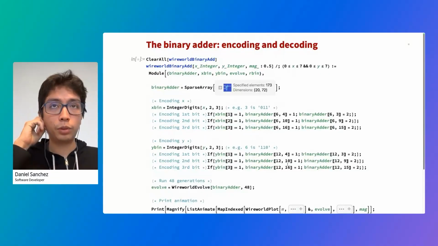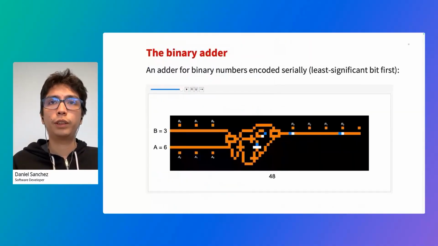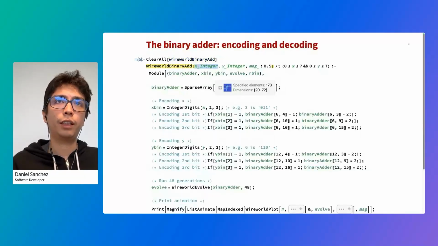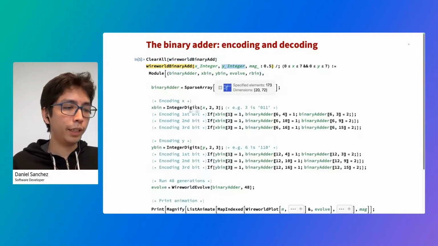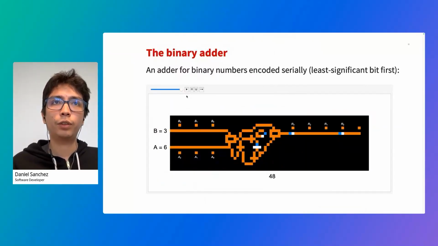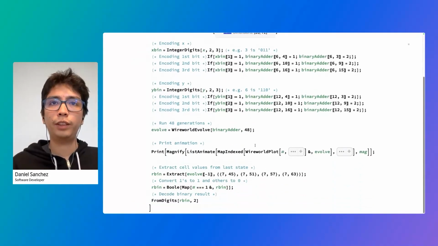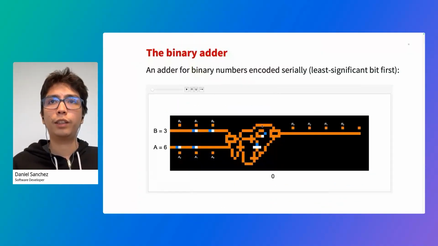So I want to show how I would use that. This is the state of the Wireworld, which is this without any electrons. I take two numbers to this function. I take the x and y. I convert the x to its binary representation, so 3 is 0, 1, 1, and I lay down the electrons in the state. So I draw these two electrons here. I do the same for 6, and then I run the evolution for 48 generations. And at the end, I look at these positions here, take out the bits, and reconstruct the decimal number.